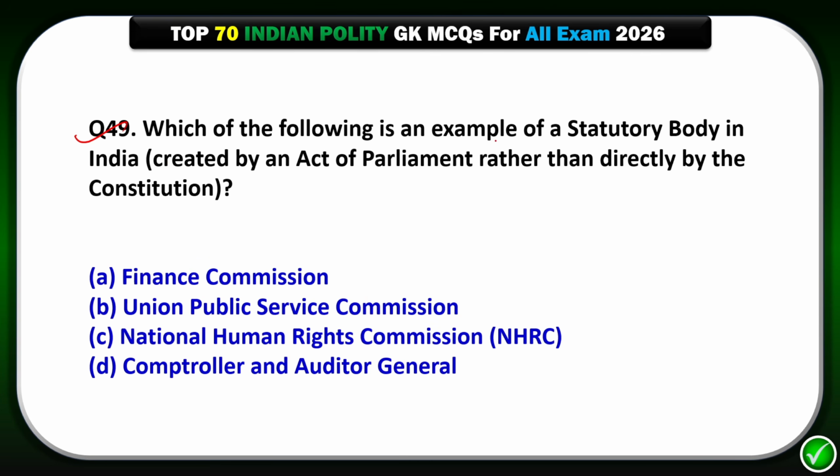49. Which of the following is an example of a statutory body in India created by an Act of Parliament rather than directly by the Constitution? Option number C, National Human Rights Commission.